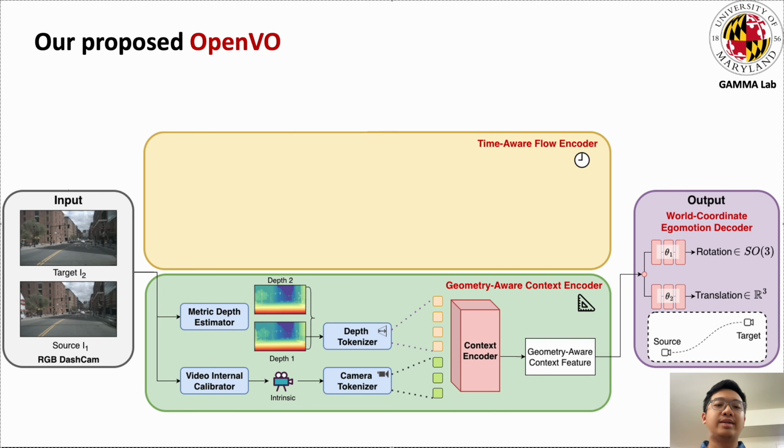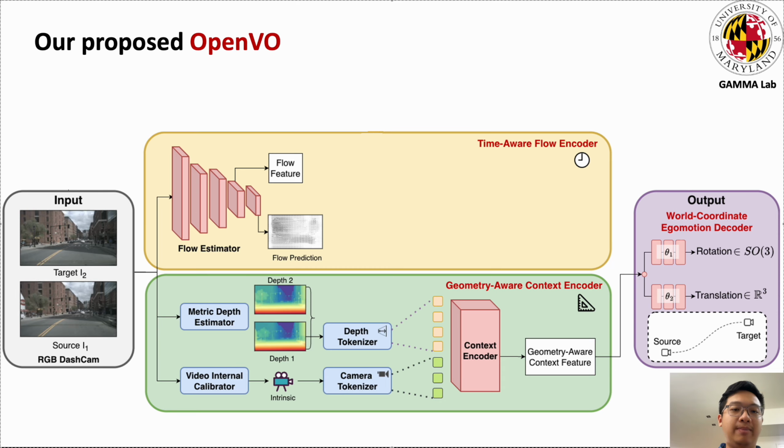Finally, these tokens are assembled and processed by a geometry-aware context encoder composed of a stack of 8 self-attention layers, which learn to correlate the intrinsic and depth priors with the surrounding visual context. This produces a unified geometric embedding that generalizes across uncalibrated dashcams and provides a consistent metric scale prior for world coordinate ego motion estimation.